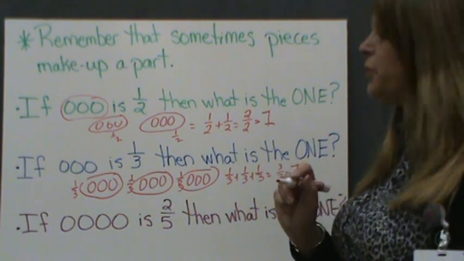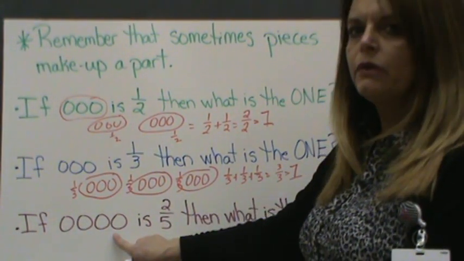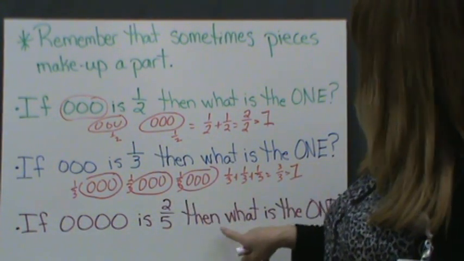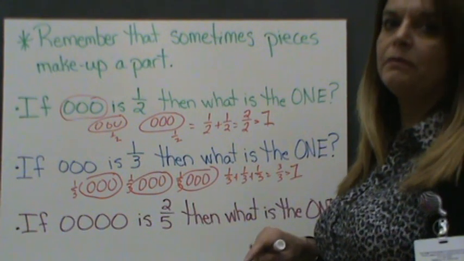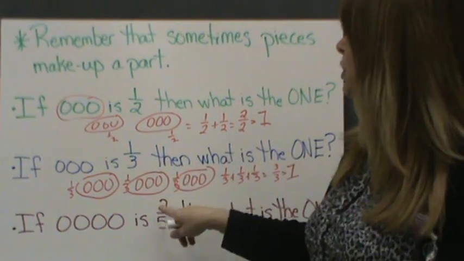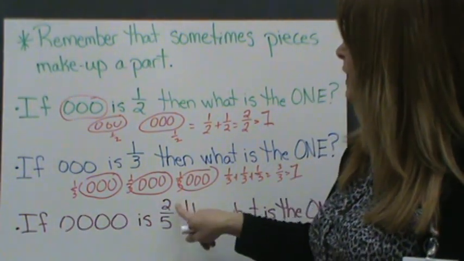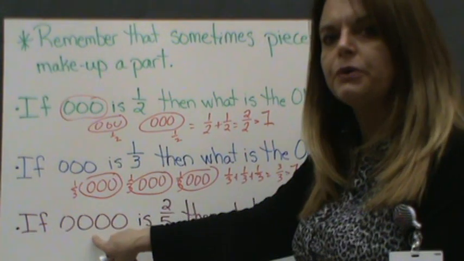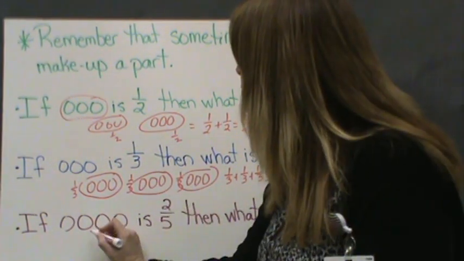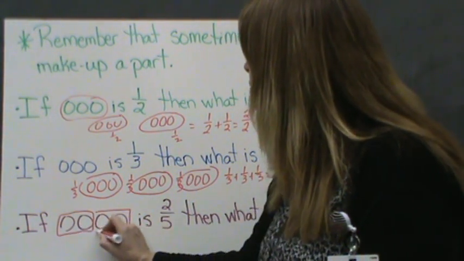All right, let's try one more. What if 4 beans equals 2/5? Then what is the 1? Don't worry, break it down. My numerator tells me this is what I'm talking about. I'm talking about these, and it's telling me that this is really 2. So I need to break it into 2 equal groups. So now I have 2.